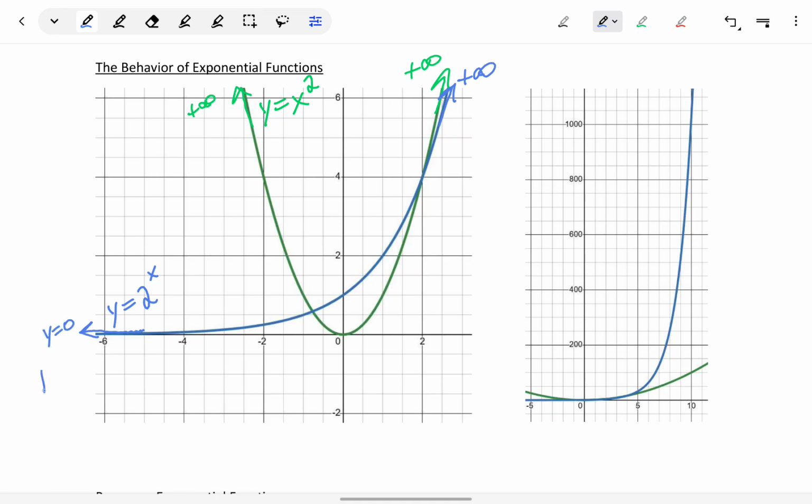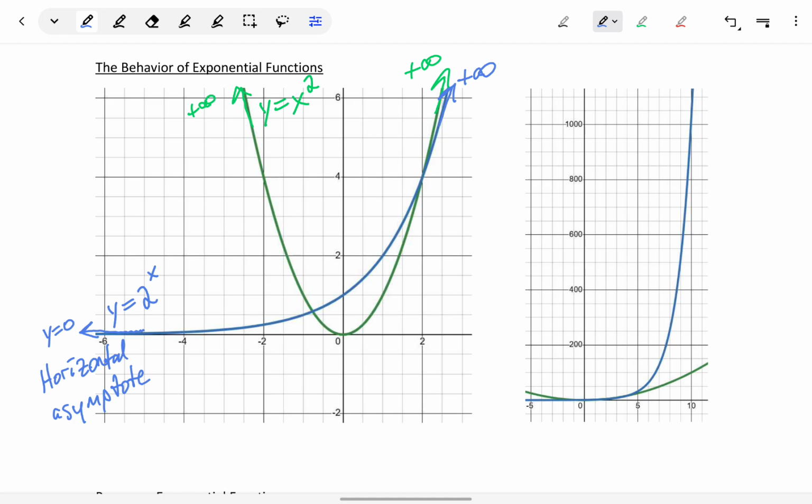And in fact, we refer to that as a horizontal asymptote. This exponential function, as it continues in the direction to the left, will never change to increasing and will never decrease below the x-axis. It'll just keep getting closer and closer to that 0 value. So the behavior on the left for these two functions is quite different.